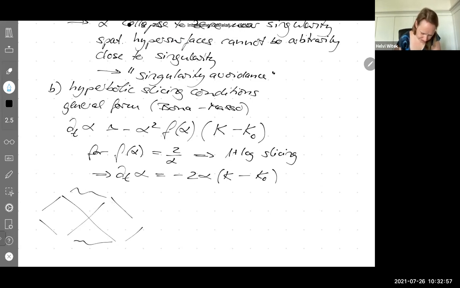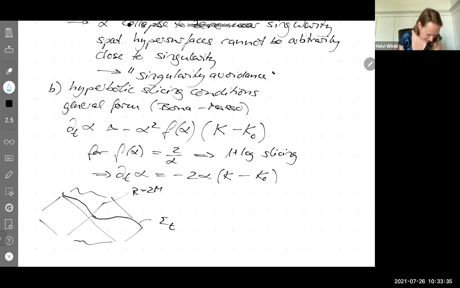Here, yeah, so we have our horizon here, and say we have some time evolution or some spatial slice here. So this would be one of our slices, sigma t. Now, as this continues into the interior, what will happen is that our slices will actually end up up here.